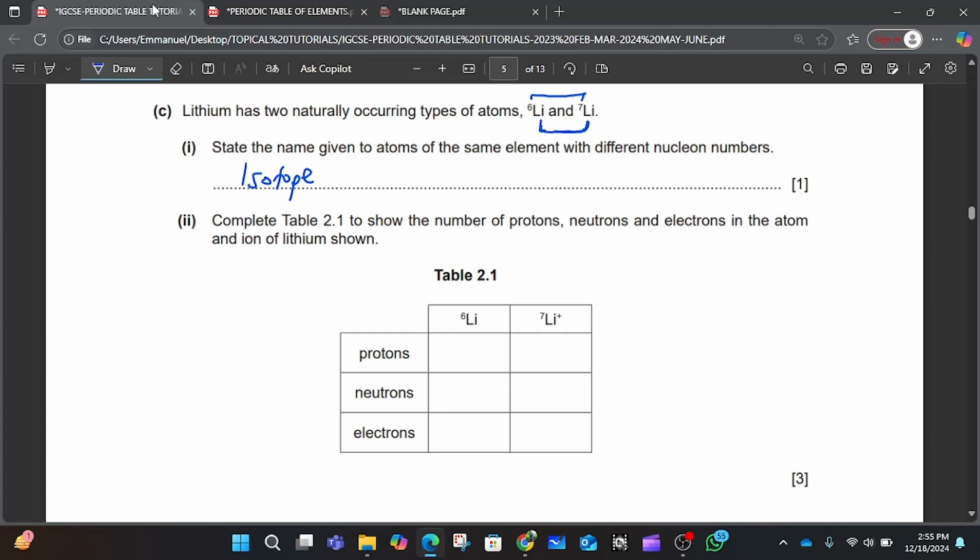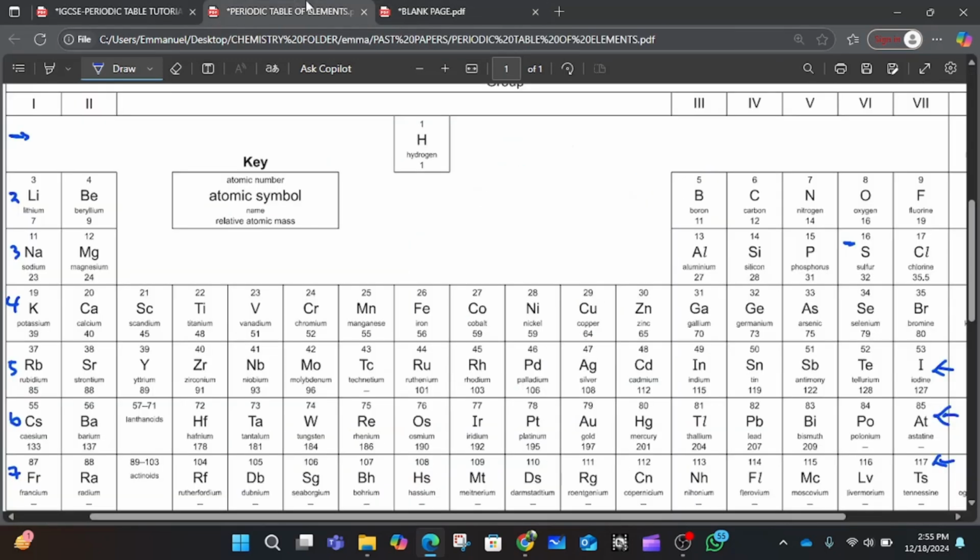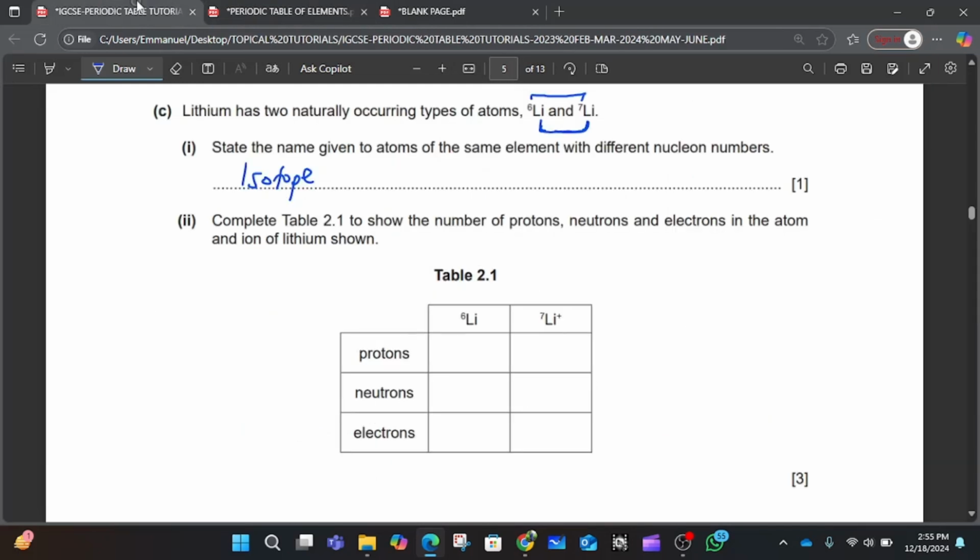II. Complete table 2.1 to show the number of protons, neutrons, and electrons in the atom of an ion of lithium shown. So when you check the periodic table, lithium is the 3rd element, so proton number is 3. The neutron number for this is 3 because you subtract the proton number from the mass number, which is 6, and you get 3. The number of electrons, this is a neutral atom. For a neutral atom, the number of electrons is the same as the number of protons. So since proton is 3, electrons is also 3.